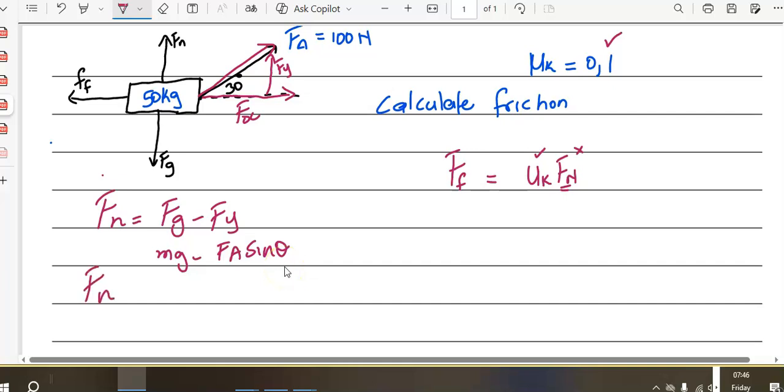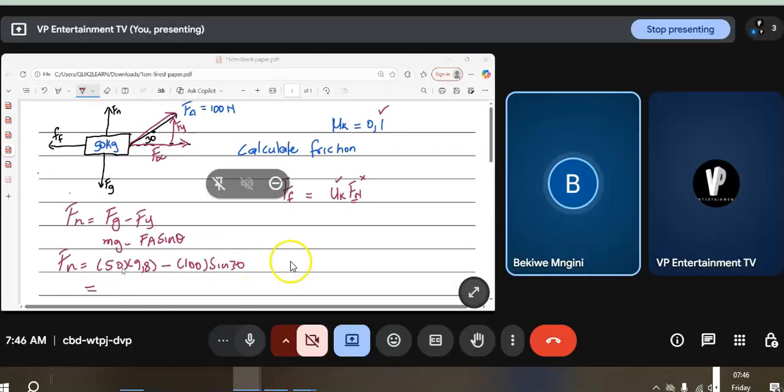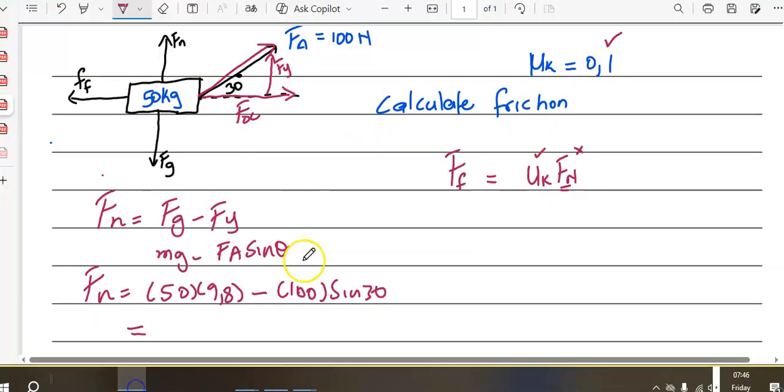Find your normal force by doing the substitution. What is the applied force? 100. What is this angle? 30. So tell me, what do you get when you substitute that? Okay, so I'm calculating now. I get 440. So the normal force is 440 newtons.